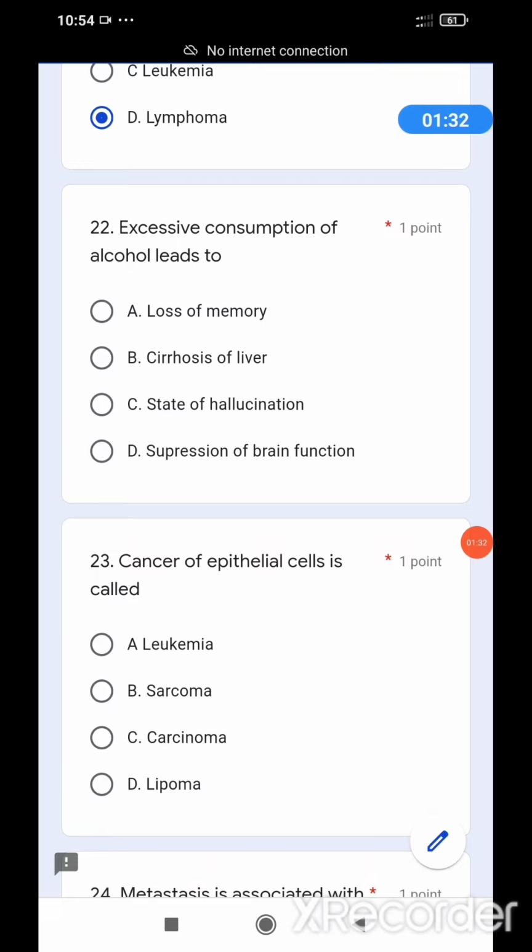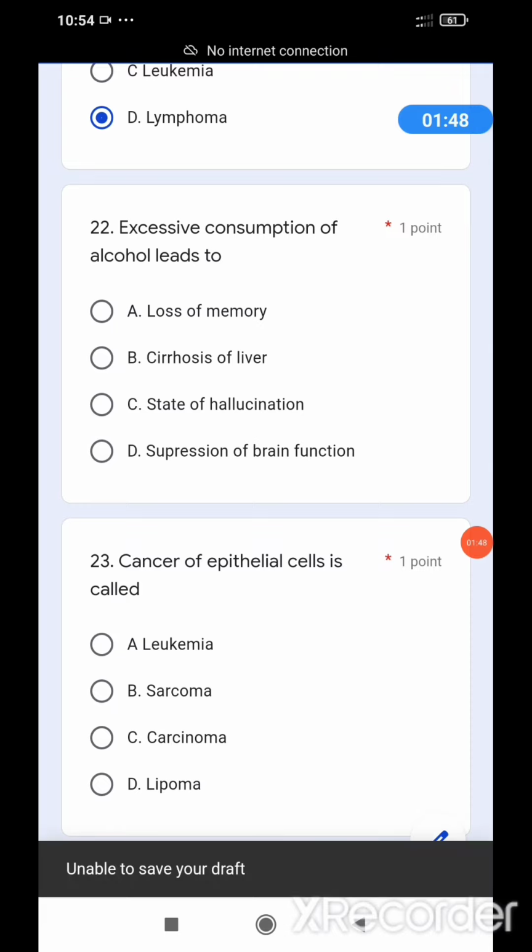22. Excessive consumption of alcohol leads to cirrhosis of liver.